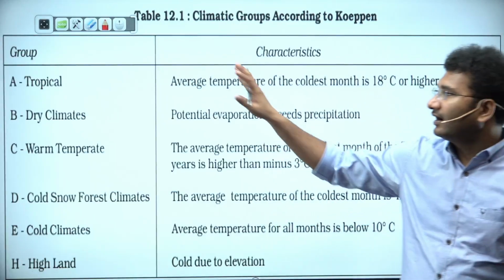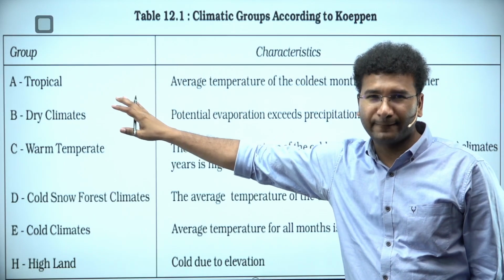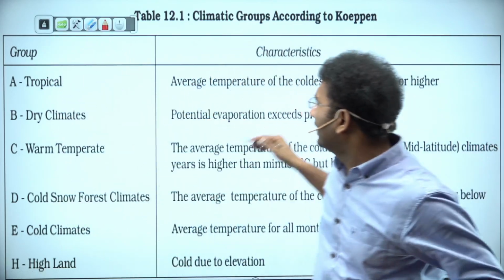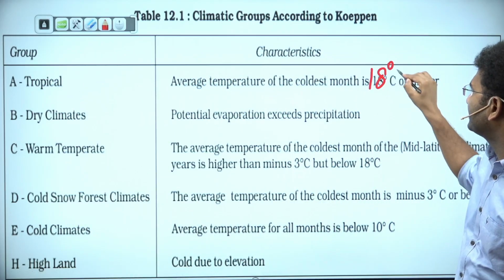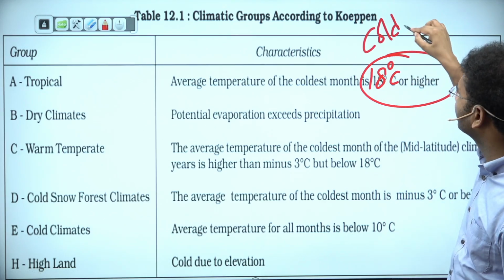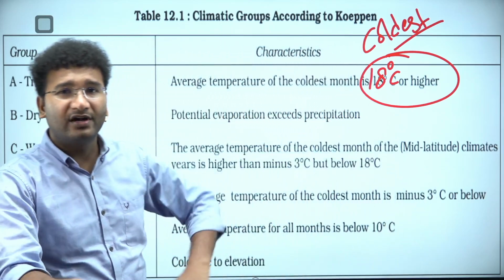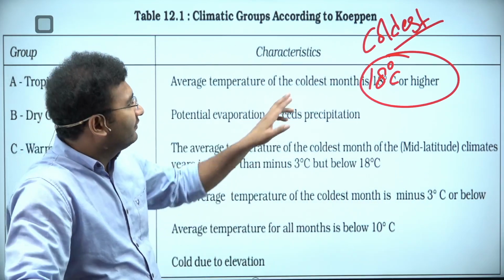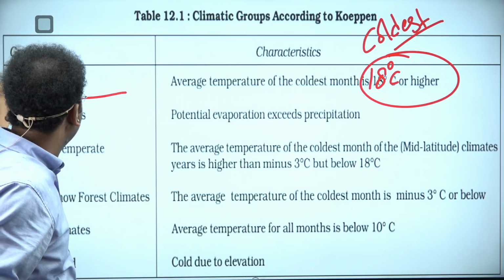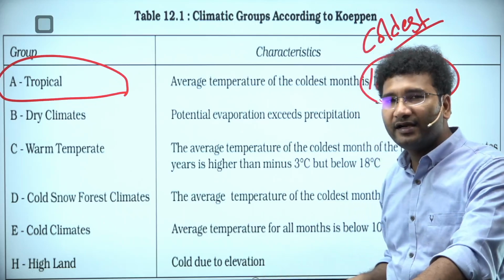He said, I'll take tropical regions or a type of climate or any regions who are having a temperature of 18 degrees Celsius or higher in the coldest month of the year. The average temperature of the coldest month of the year, if it is 18 degrees Celsius or higher, I'll call this a type of climate and I'll call it a tropical climate, right?